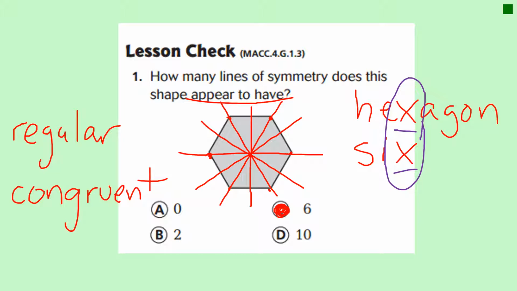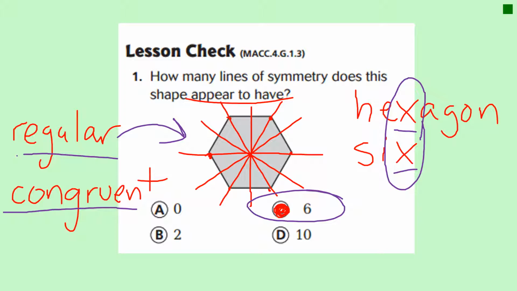Okay, and then the other thing, if you have a regular polygon, meaning all the sides and angles are congruent or equal, however many sides the shape has, that's how many lines of symmetry it's going to have. That's a little fun fact. Tell your teacher you know that. Hey, regular polygons all have the same number of lines of symmetry as sides. Your teacher will be like, Johnny, you're a genius. All right, let's keep going.